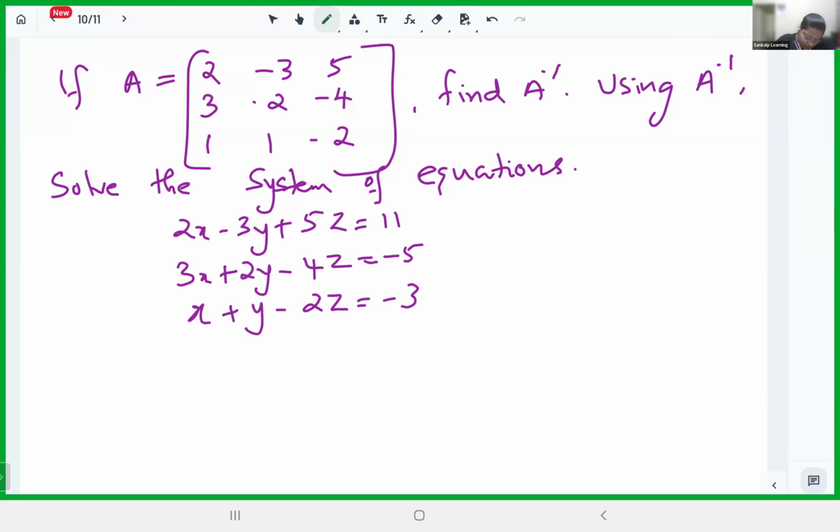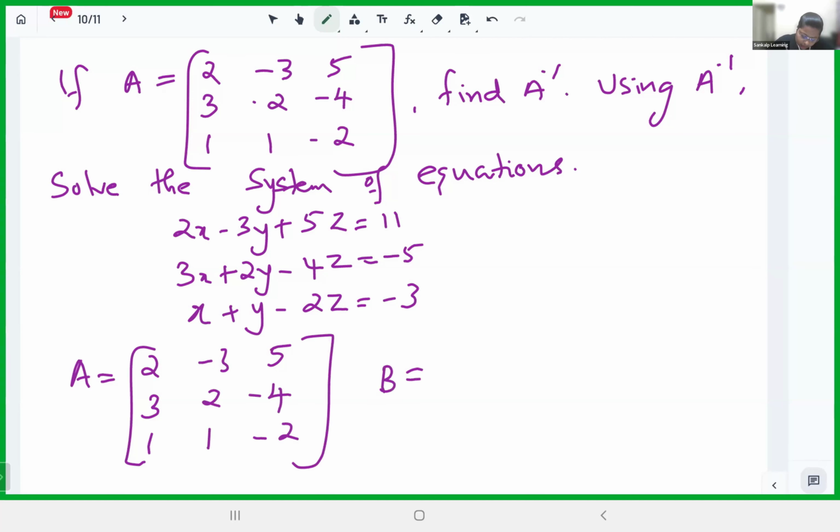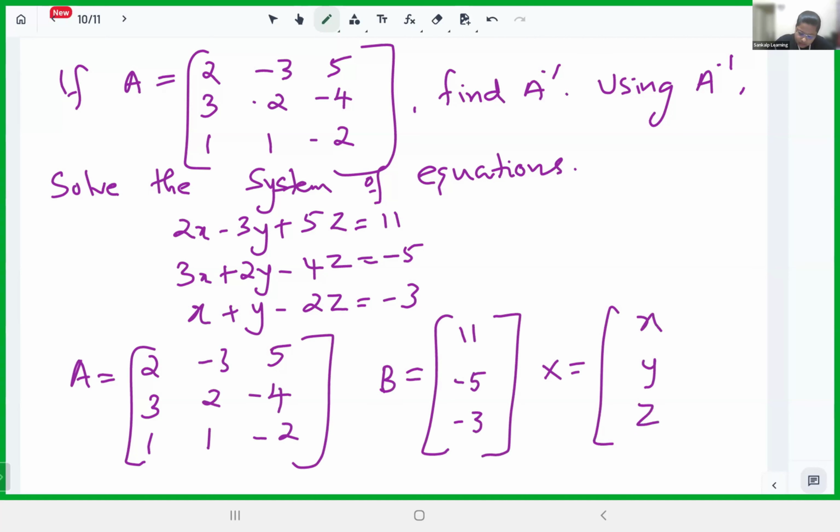Alright. So from this you can write a matrix A is equal to 2 minus 3, 5, 3, 2 minus 4, 1, 1 minus 2. So this is matrix A. And what is matrix B? Matrix B is equal to 11 minus 5 minus 3. And what is X? X is equal to X, Y, Z. So this is the unknown matrix.